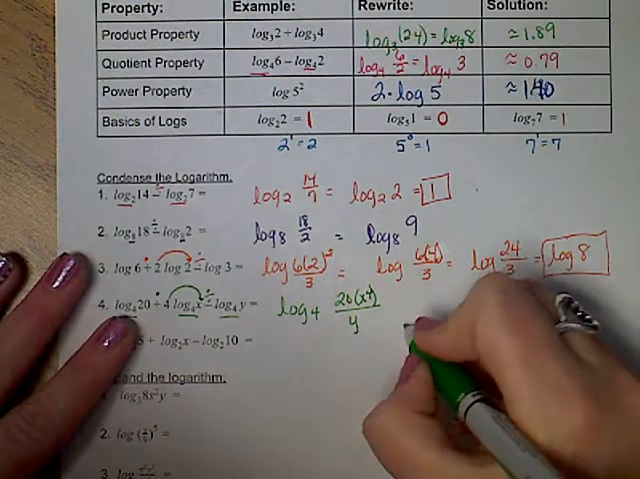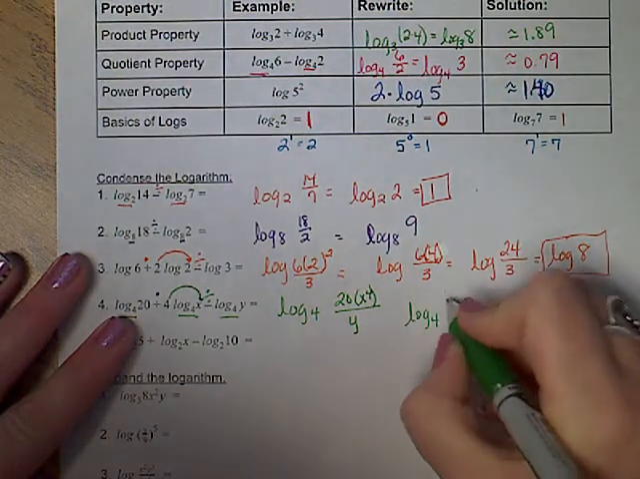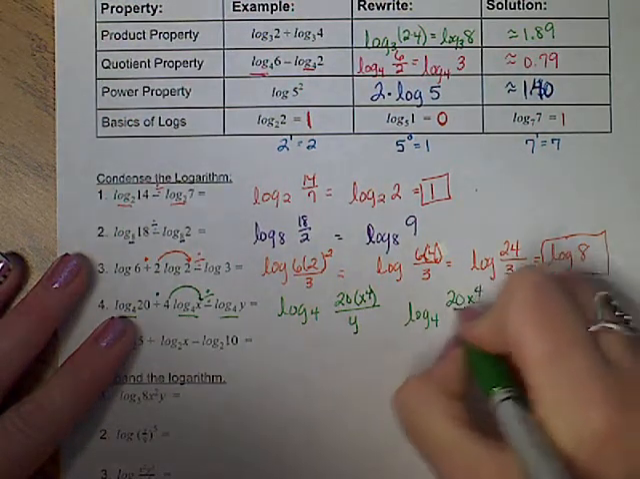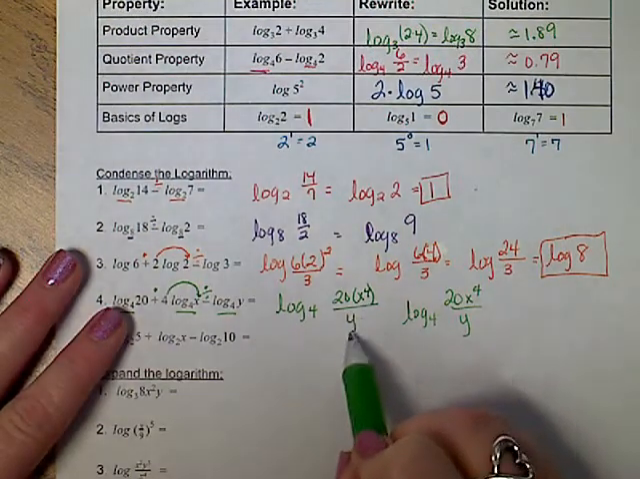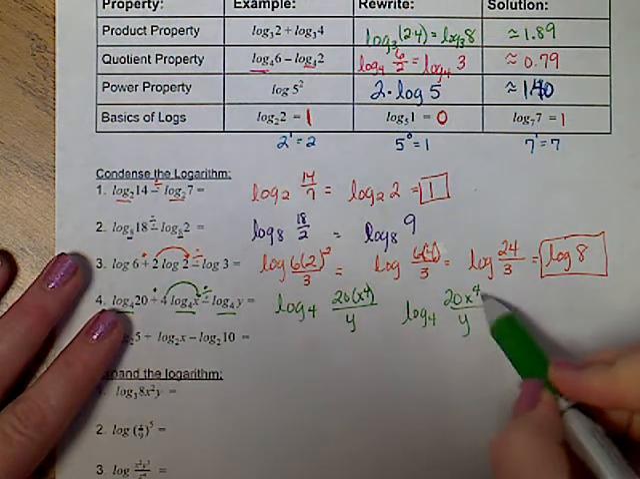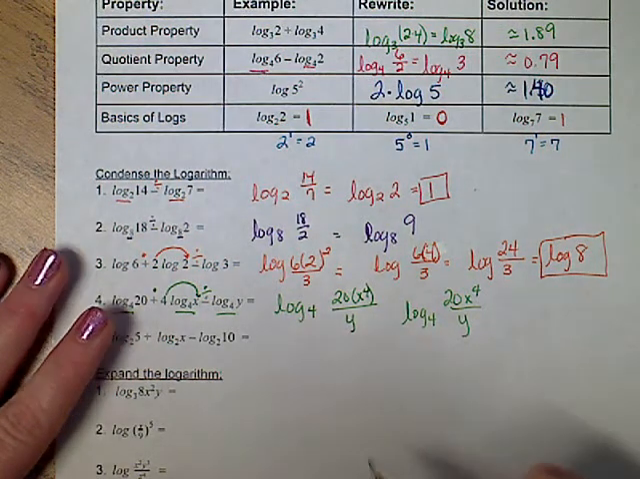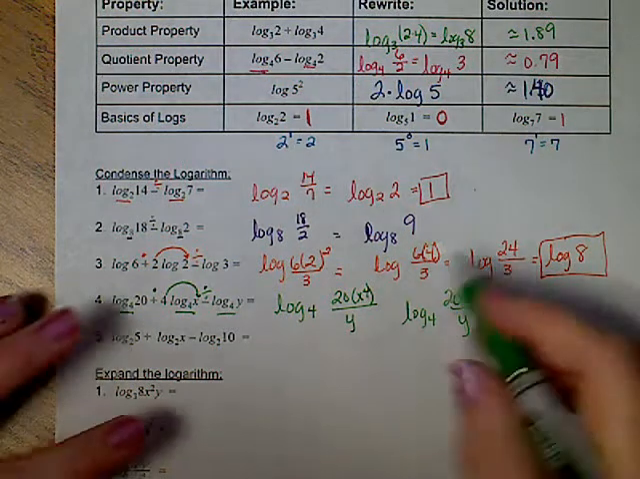The only thing I want to do is write that a little neater, but there's nothing to simplify because that's 20x to the 4th over y, divided by y. Okay, these 2 are just multiplied. I can't do any simplifying because I've got different variables. And so that's it. This is the simplified answer.